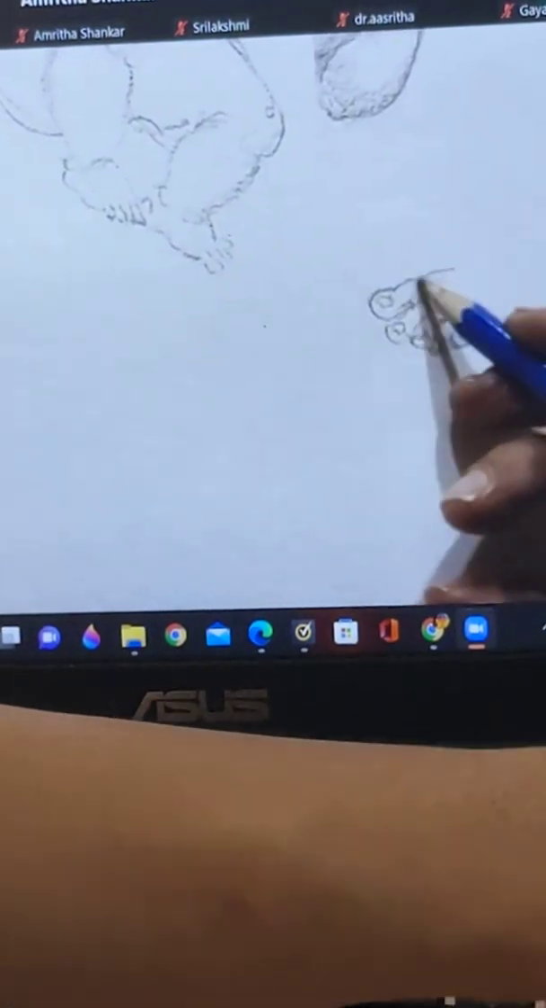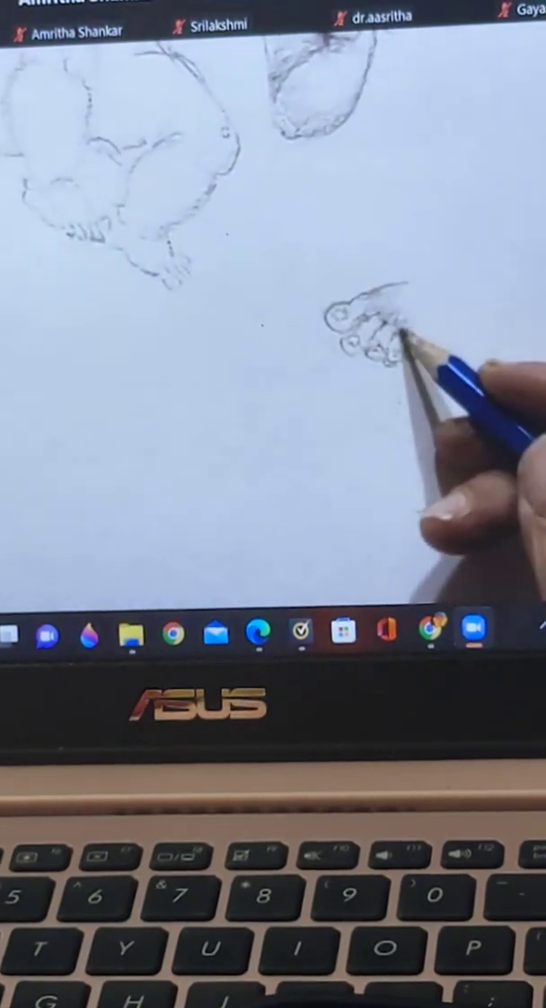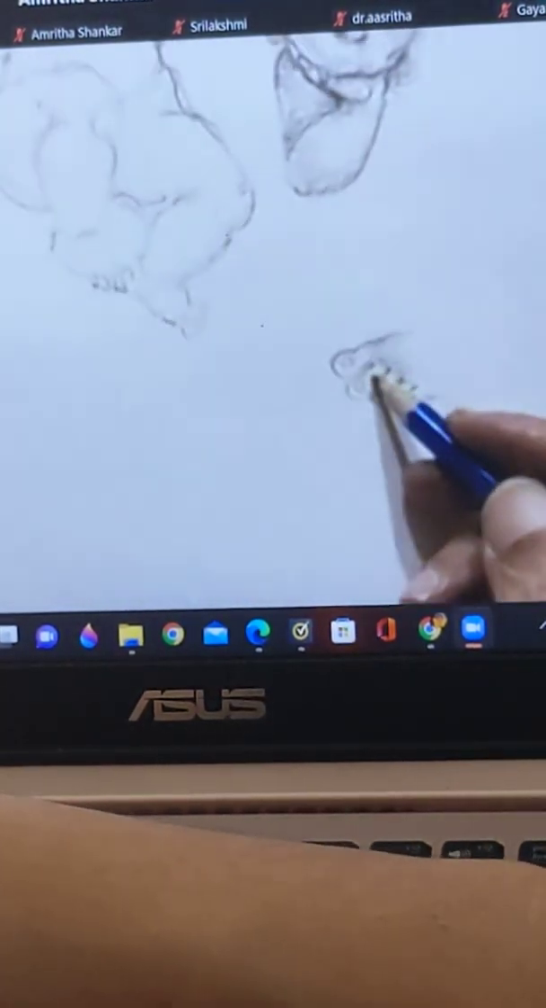So that part will be a little bit more puffier, a little more chubby for kids.